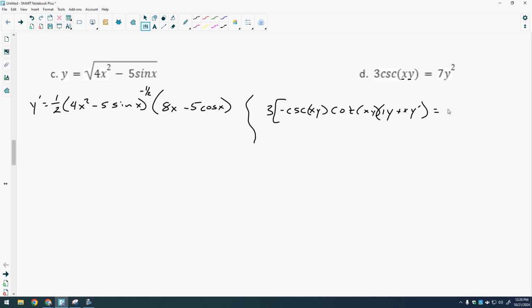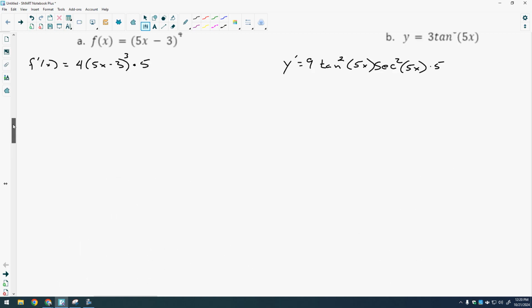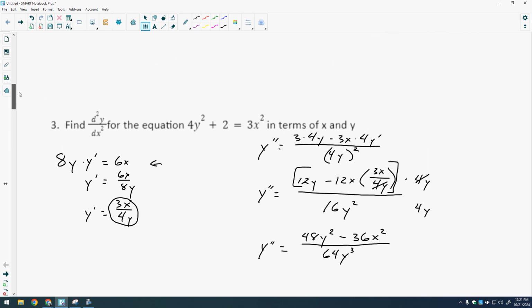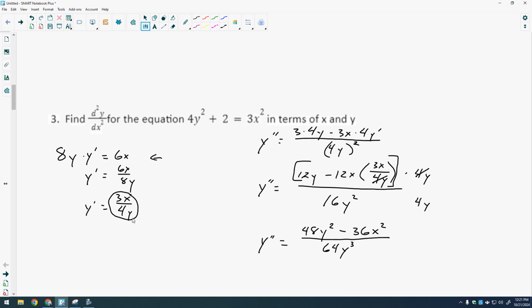equals the derivative of 7y squared is 14y times the derivative of the inside function, which is y, which gives me a y prime. Now you may ask, why isn't the derivative of 4y y prime? Why is it just 4y prime? How come I don't have another y in here?